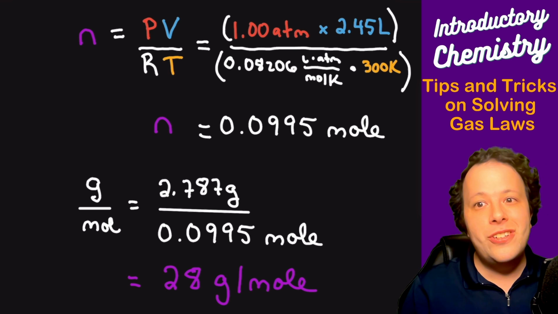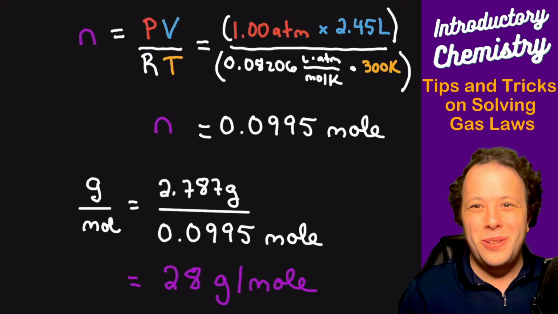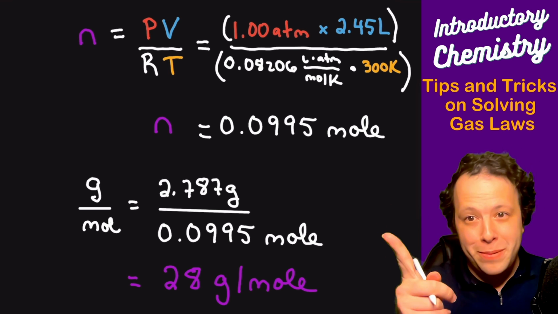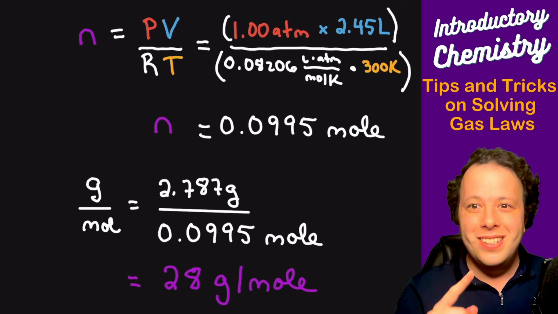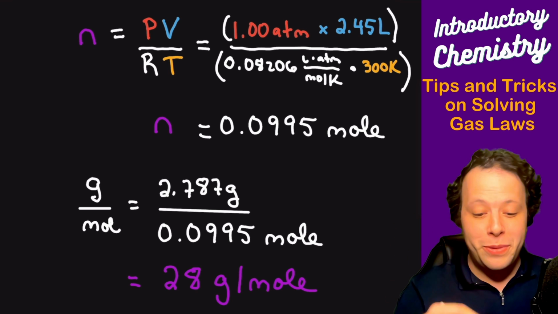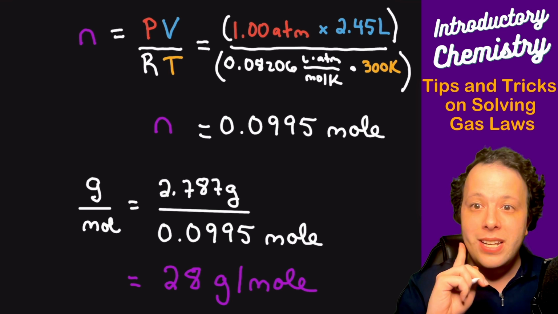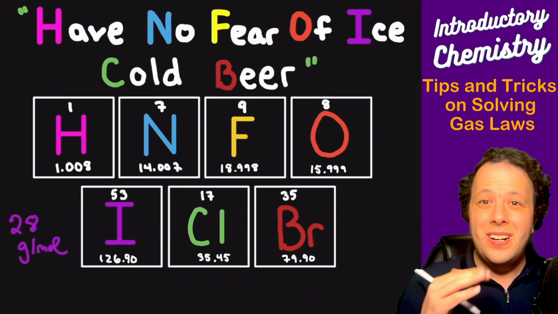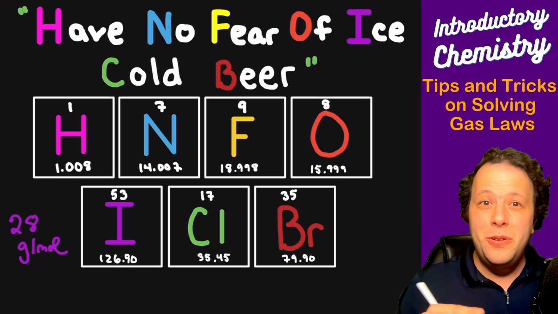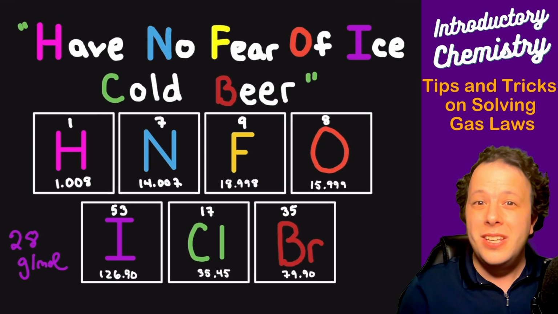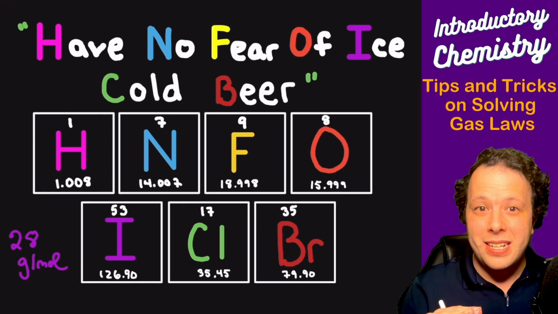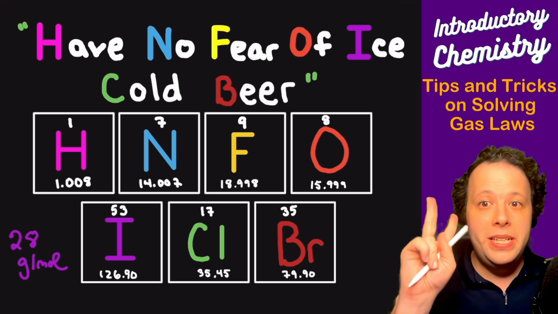Now, which diatomic gas is it? Well, that's one thing you have to be able to remember: your diatomics. So if you're not sure about them, watch my video on the 7 diatomic gases because it's very important. So let's take a look at the list of diatomics. All right, if you remember my saying, have no fear of ice cold beer, you will never forget the 7 diatomics. So diatomic means 2.